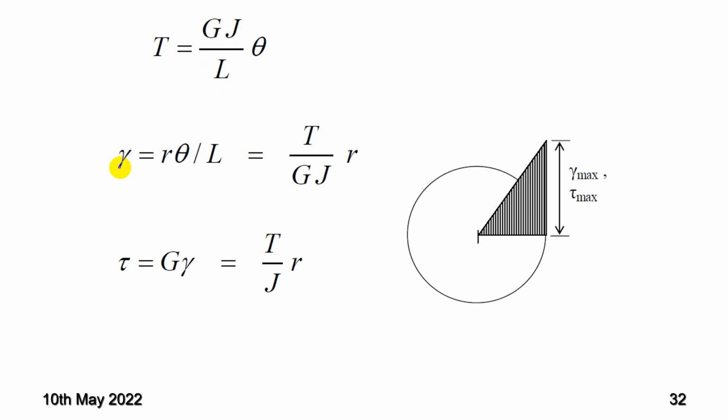If you consider the shear strain, this is r theta over L. Then you can substitute theta in terms of torque, and for shear stress, you can substitute and find T over J into R. So here strain is T into R over G J. G gamma is equal to T over J into R if you rearrange this, and that is stress.